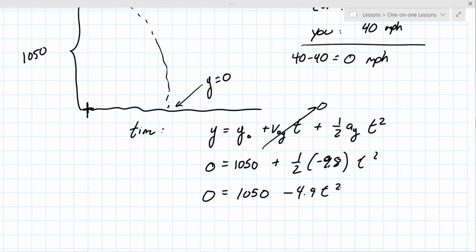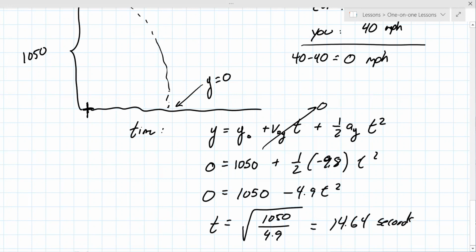Hey, Jack, just checking. Yeah, I got 14.64. So time is the square root of 1050 over 4.9, and you said 14.64? Seconds, yes. Great. Okay, we're totally done. That's all it asks for. Perfect. I'm not sure why time wasn't given, why this question wasn't given first, but that's the way it was. Should we move on to 3?